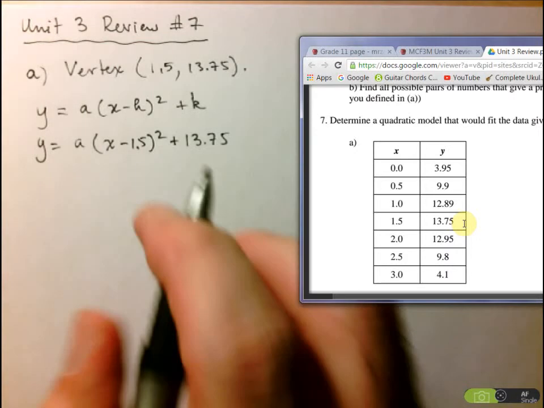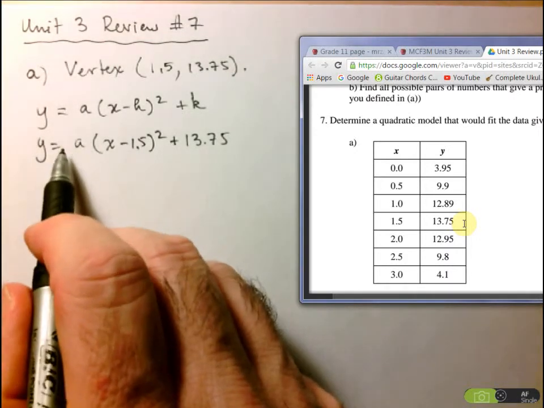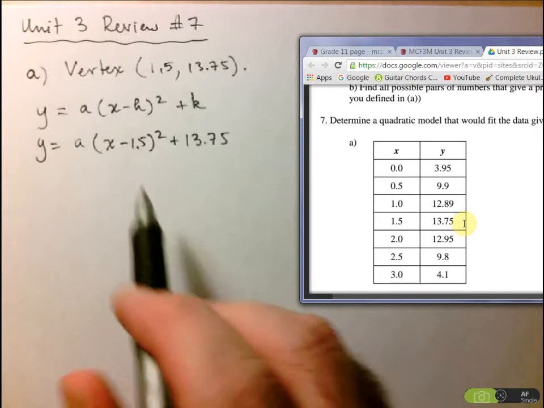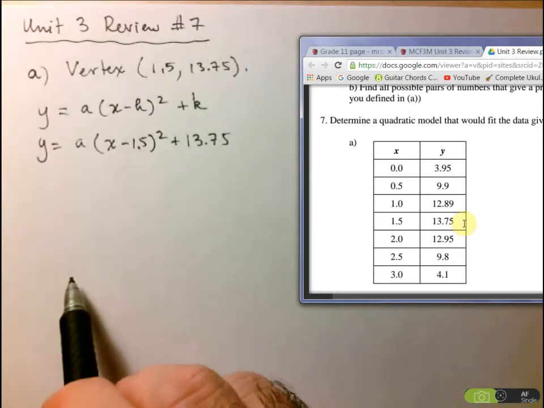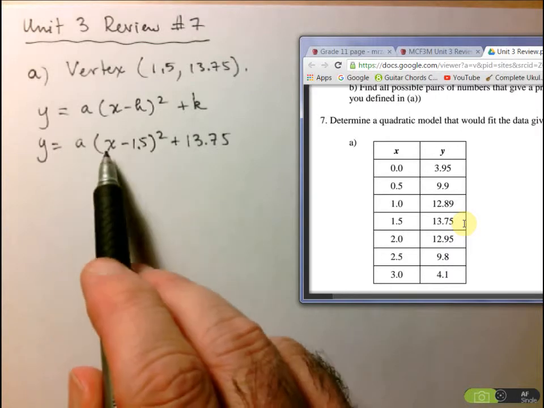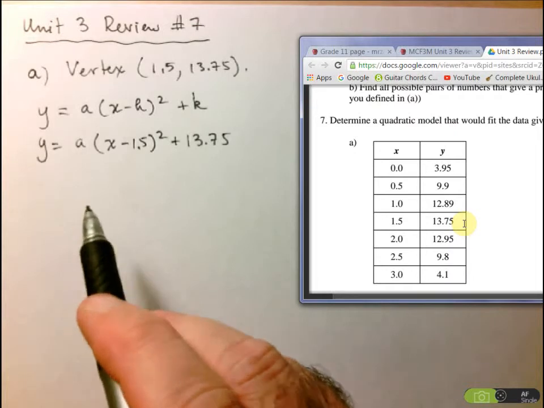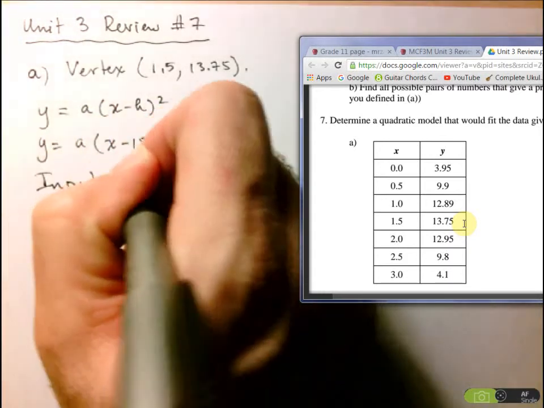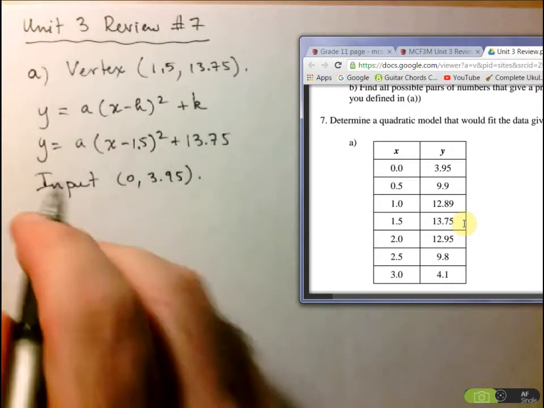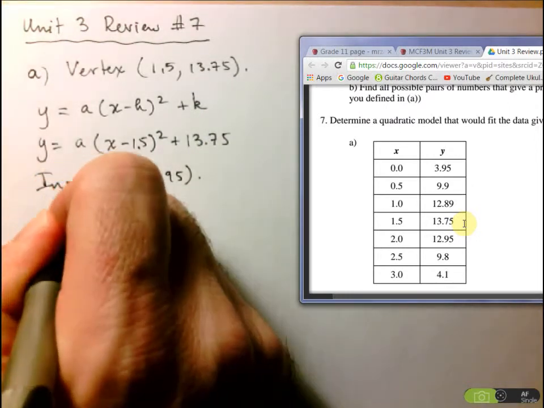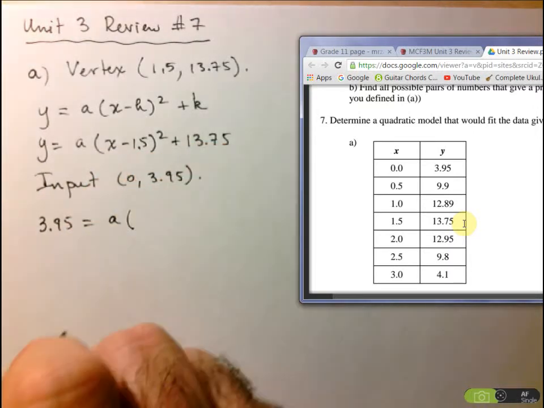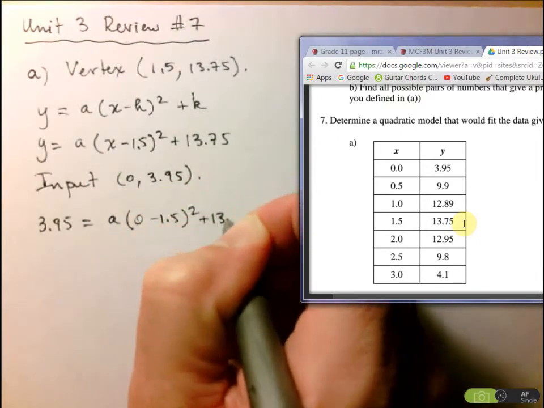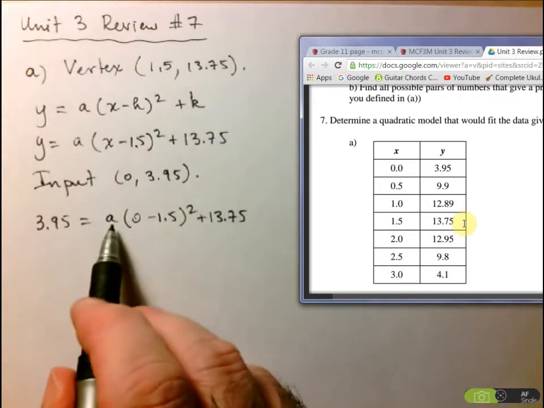The only thing I'm missing for my equation is this value of a. What we can do is take any point on this table of values, other than the one we've already used, which is the one for the vertex, and use that to help find the value of a by inputting x and y. So I'll take what seems like the easiest one. I'll input 0 and 3.95. Here, wherever I see y, I'm now going to replace it by 3.95. a is still the value I don't know. x I can now replace by 0, and then plus 13.75. What I have now is an equation I can solve for a.